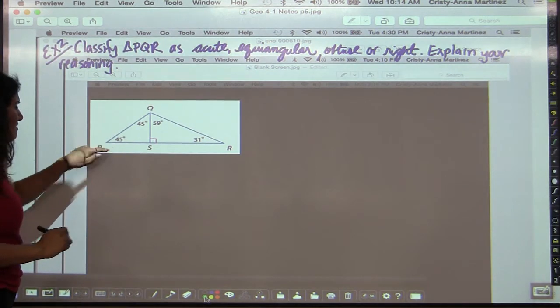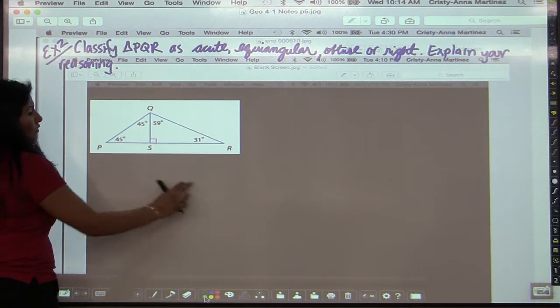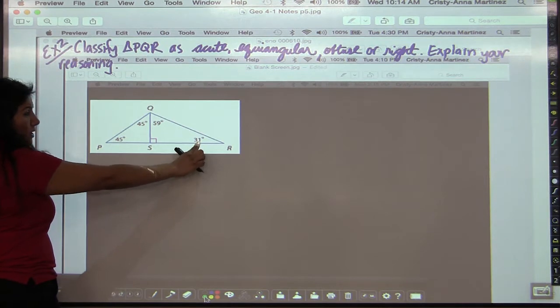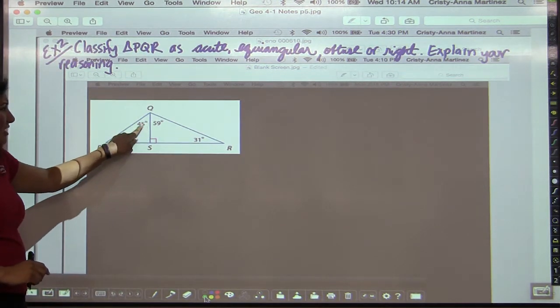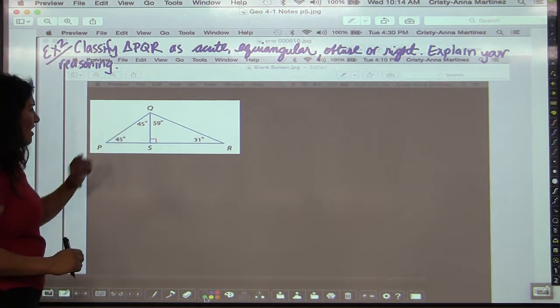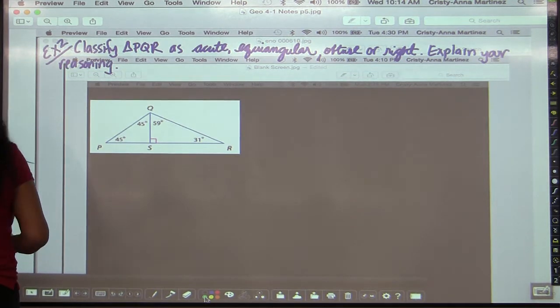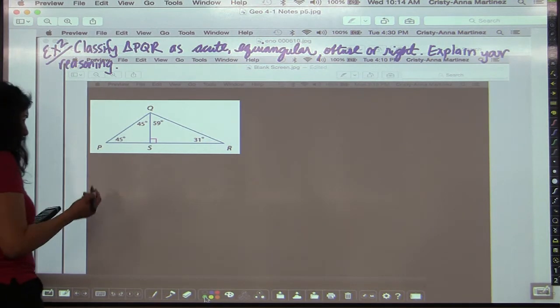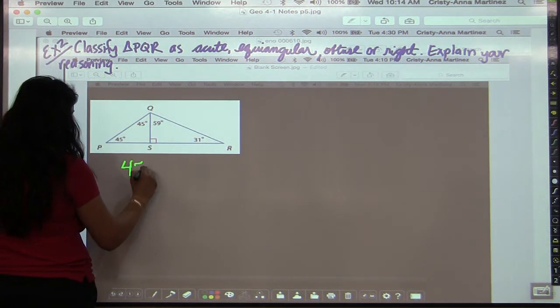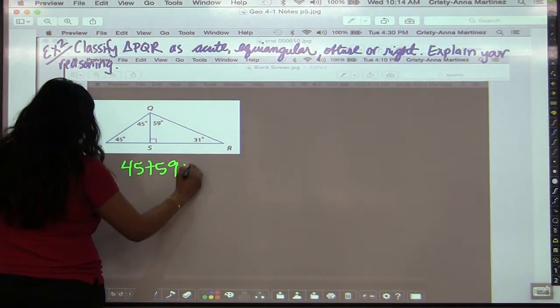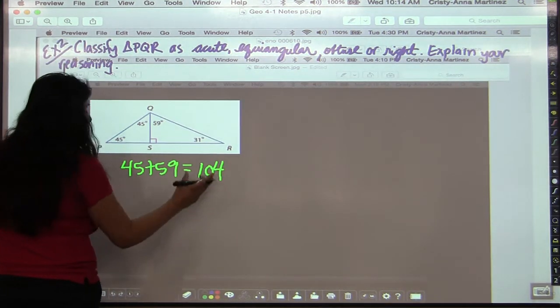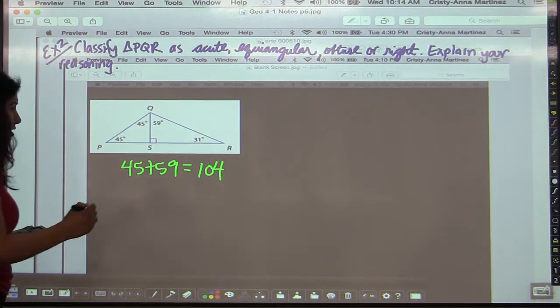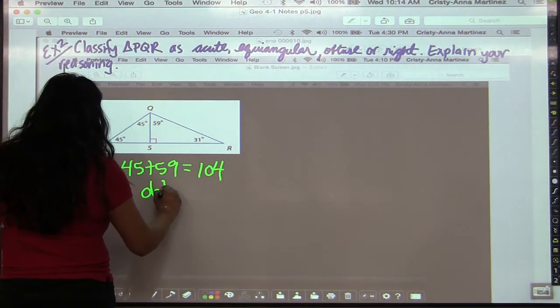So for P, that angle is 45. For R, that angle is 31. And for Q, we have a combined angle of 45 and 59. So 45 plus 59 is going to equal 104 degrees. That angle is an obtuse angle because it is larger than 90.